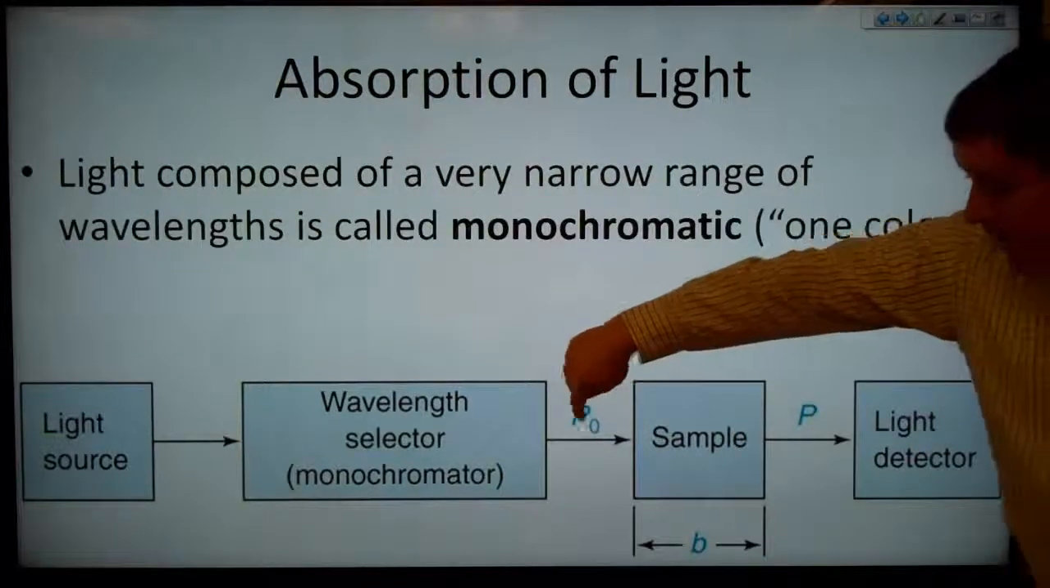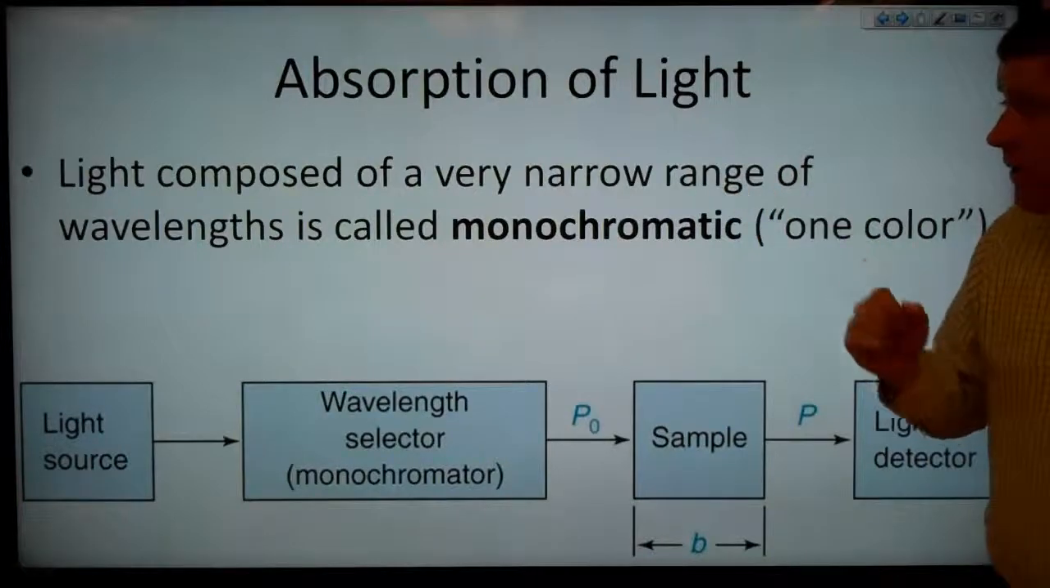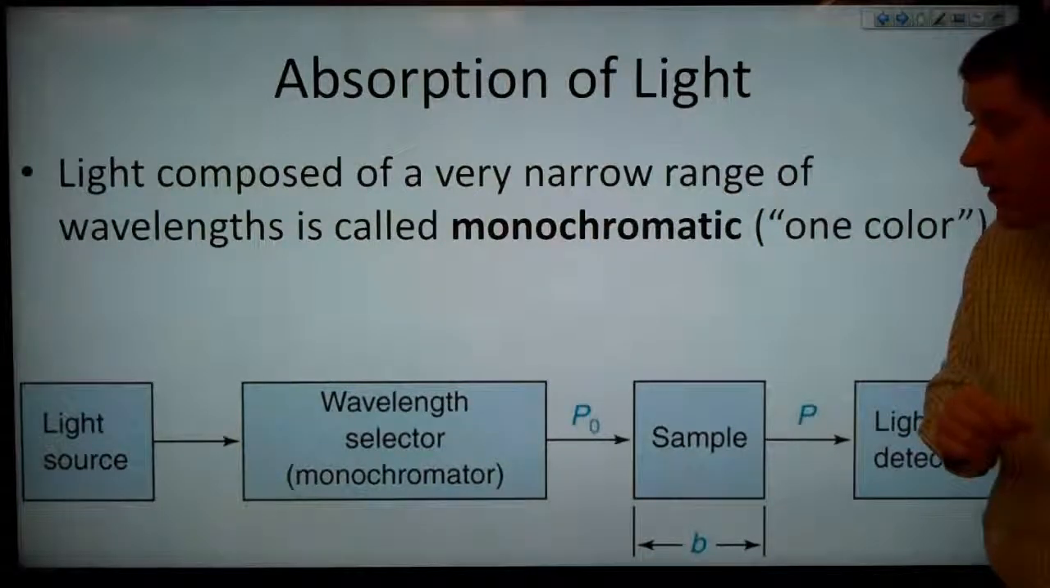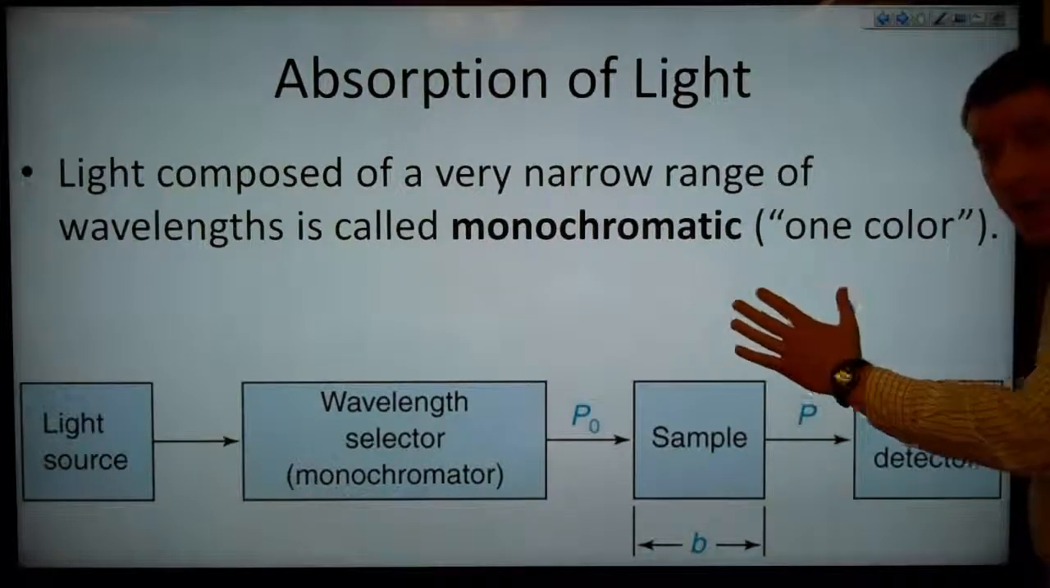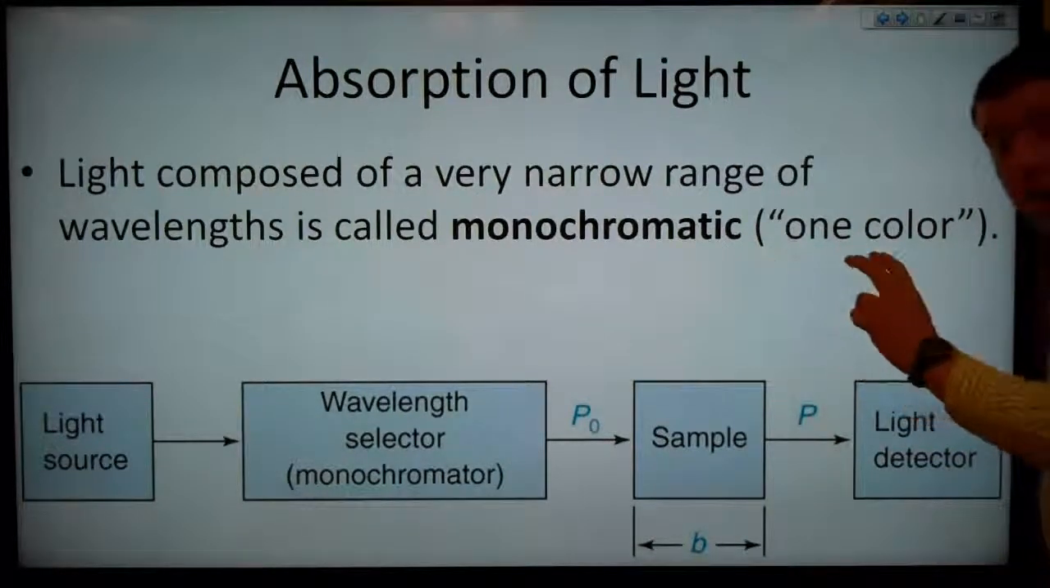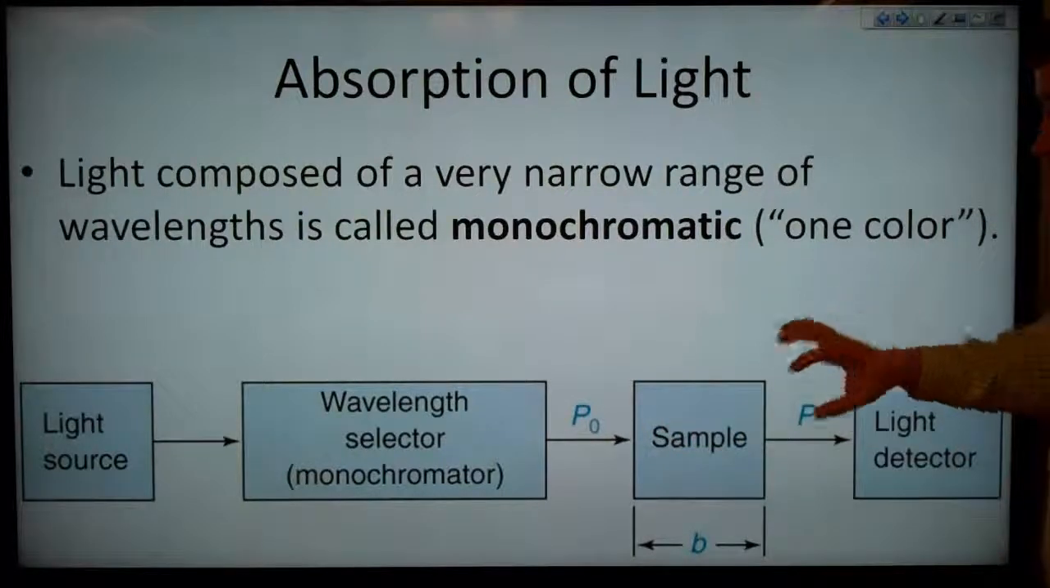Then the light coming out of the monochromator is composed of just a very narrow range of wavelengths. And this is now called monochromatic. Mono meaning one, chromatic meaning color. So this is one color of light coming out and hitting our sample.